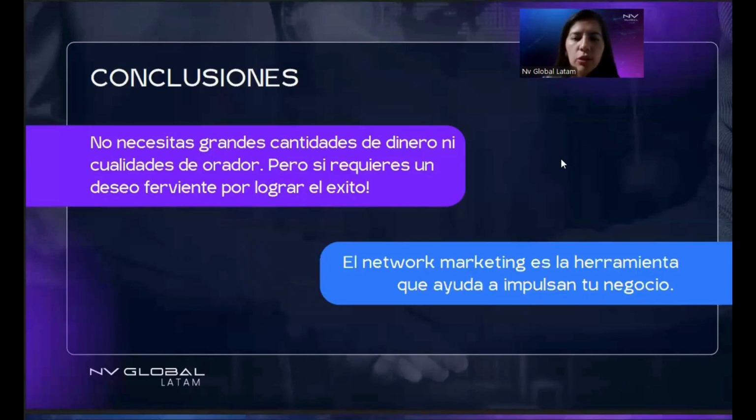All right, gentlemen, in conclusion, you don't need large amounts of money nor the qualities of a speaker, because these are skills that are developed, okay? But you do need a fervent desire, a burning desire deep in your heart that tells you, go for it. We're going to achieve it, right? Train yourself, educate yourself, because people also have that mental laziness, right? That I want to do the business, but I only want to put in the money and sit back with a fan and wait to become a millionaire or wait for others to do it.